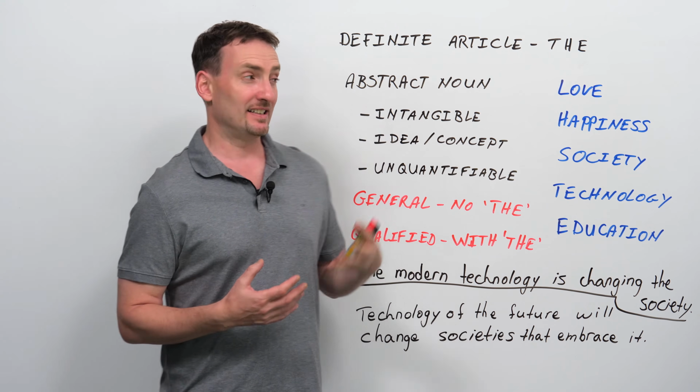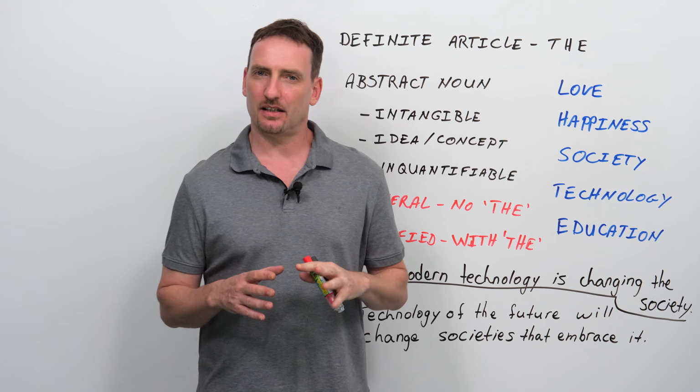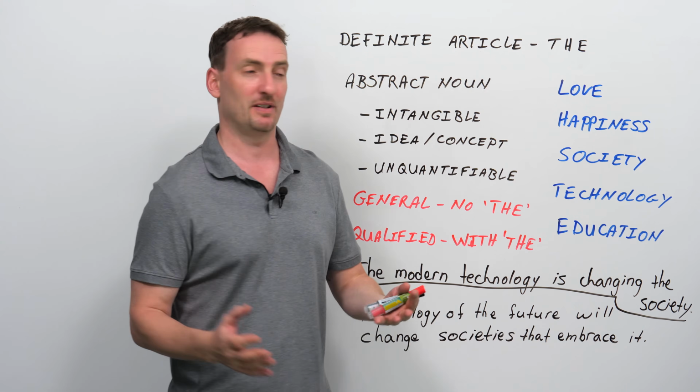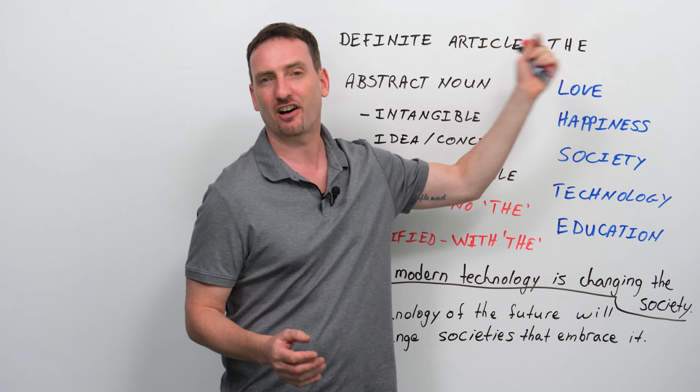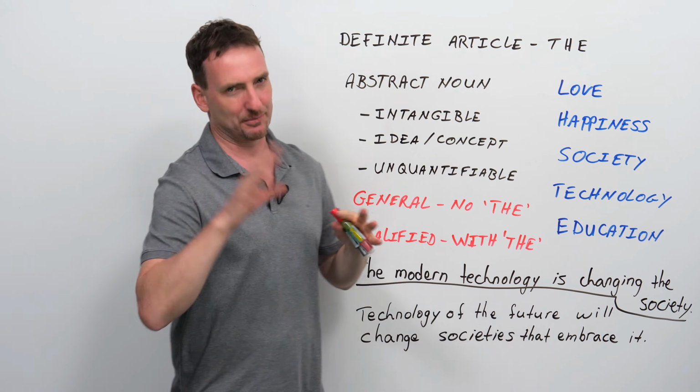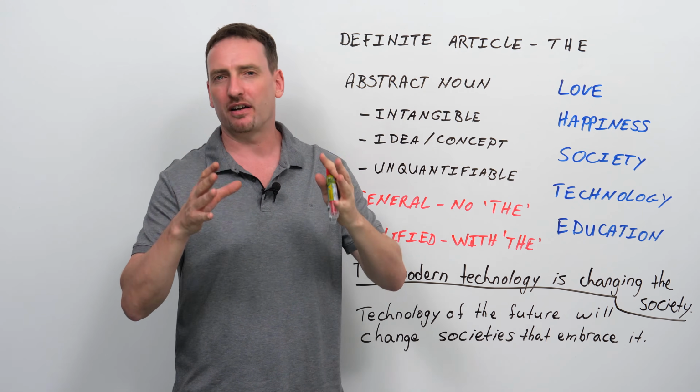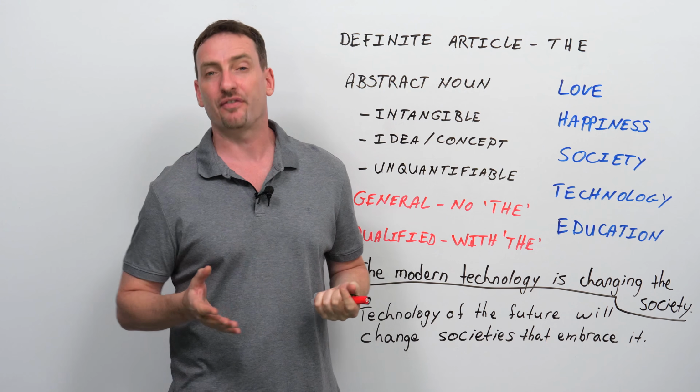I'm Adam. Today's lesson is a grammar lesson about everybody's favorite grammar point, articles. More specifically, the definite article the. Now, I'm joking about the favorite part thing, I know. What we're going to look at is one part or one usage of the definite article.